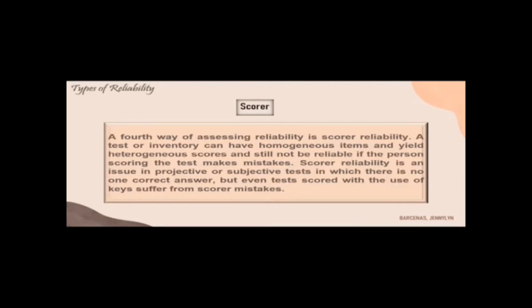First, the scorer reliability. It is a fourth way of assessing reliability and also refers to the consistency when different people who score the same test agree. It indicates how consistent test scores are if the test is scored by 2 or more people. Example, grading essays.